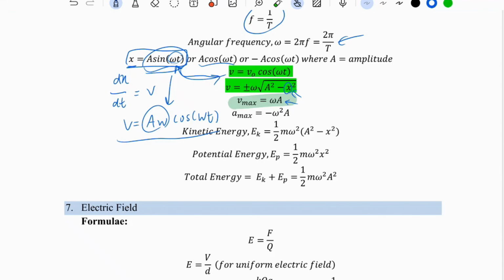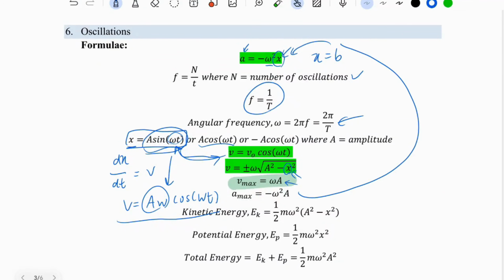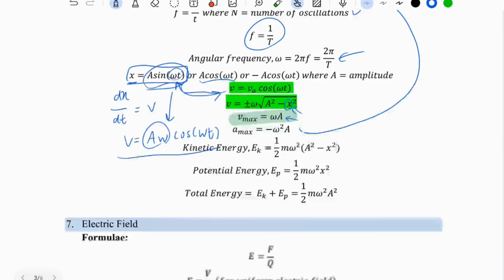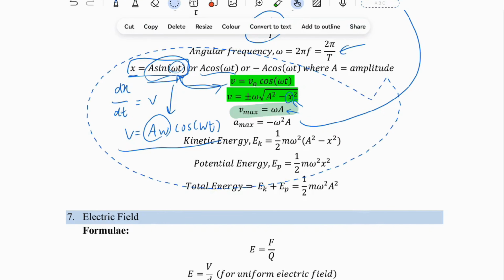The next one we have is maximum acceleration, which is negative omega square a, derived from this, because maximum acceleration is at the amplitude. So that is why it's negative omega square a. Okay, let me erase this now. So the next part will be clearer.